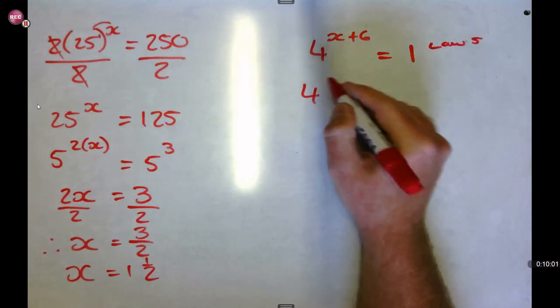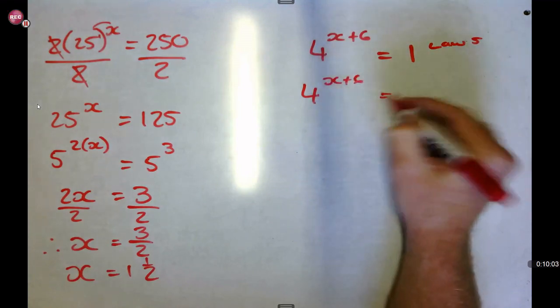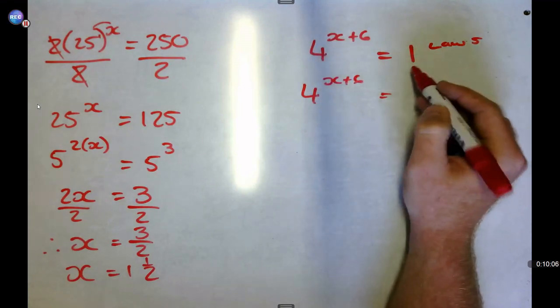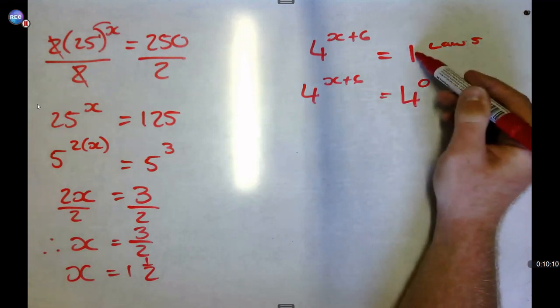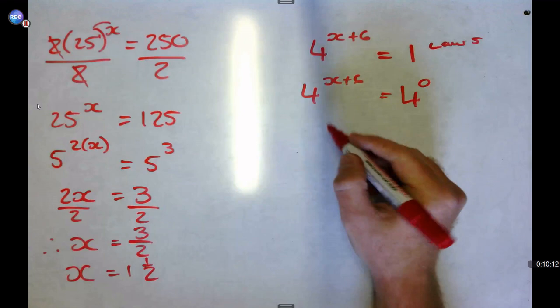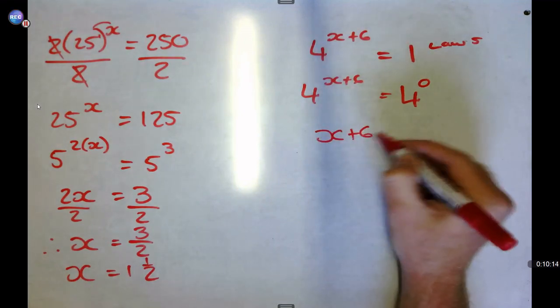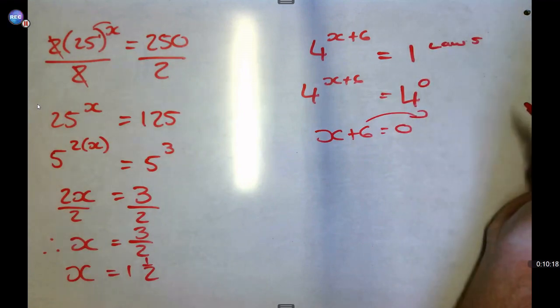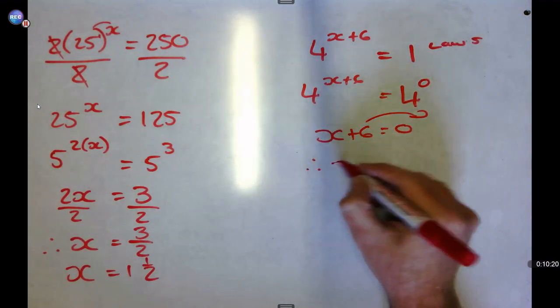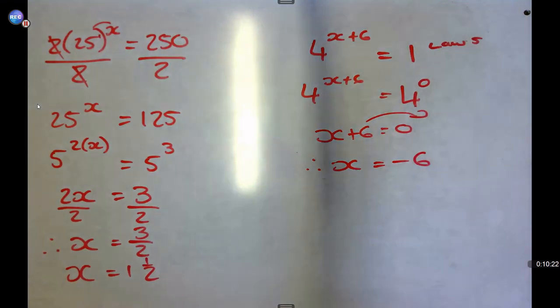So we've got 4 to the power of x plus 6, and then the base that we want over here is a 4, and anything to the power of 0 is equal to 1. Bases fall away, x plus 6 is equal to 0. Carry the 6 over, it becomes negative, so therefore x is equal to negative 6 in this case. Okay.